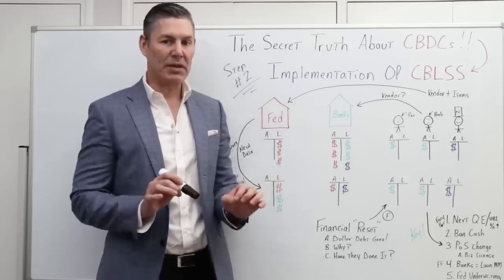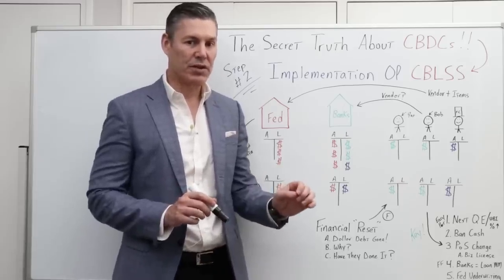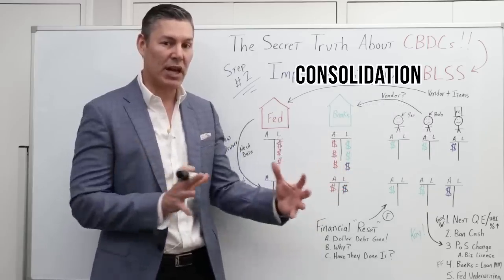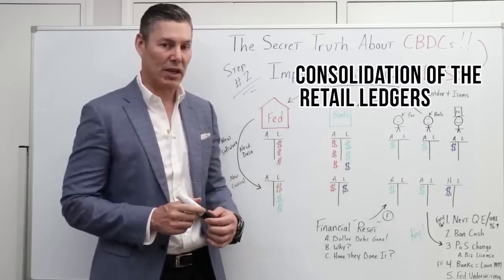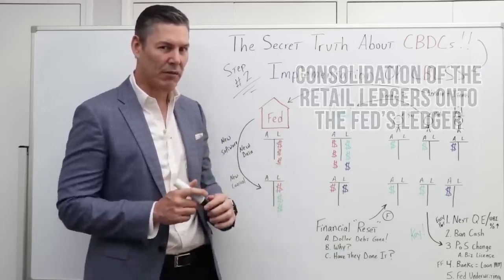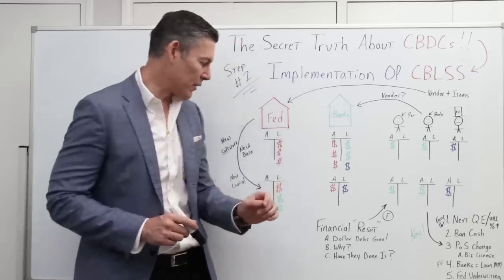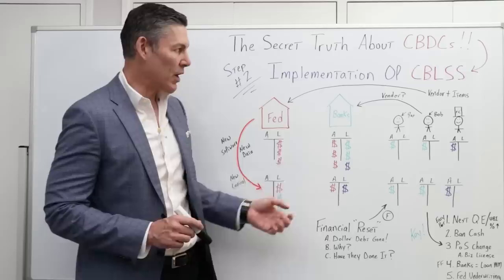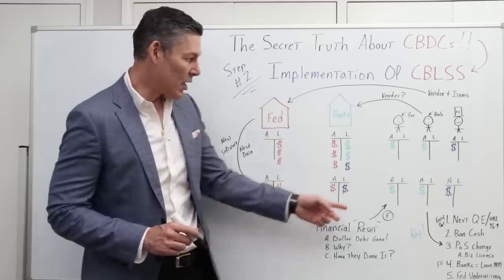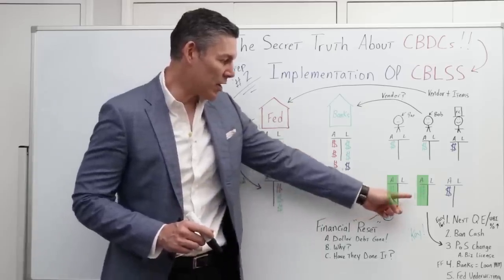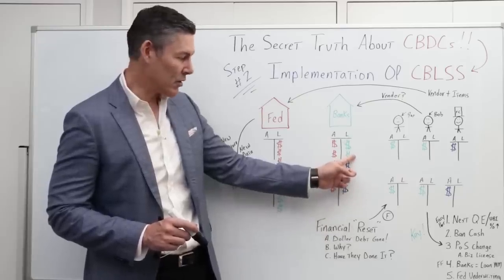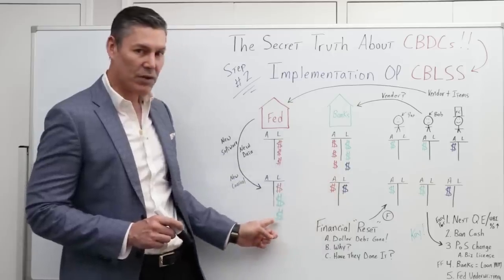So when they implement this system, what will change first is the modification of the ledgers, or the consolidation of the retail ledgers onto the Fed's ledger. I know that may be a little confusing, so let me walk you through it. After the change is made to a central bank ledger system and software, the assets of Joe and Bob will go from the commercial banks to the Federal Reserve.